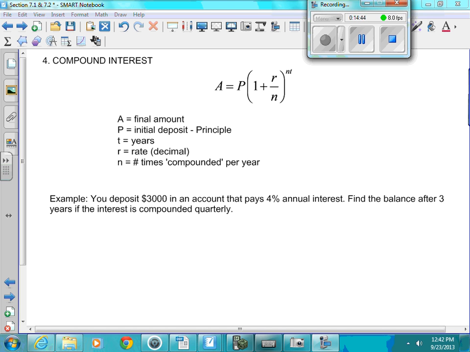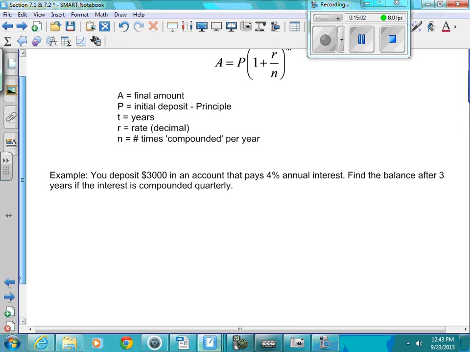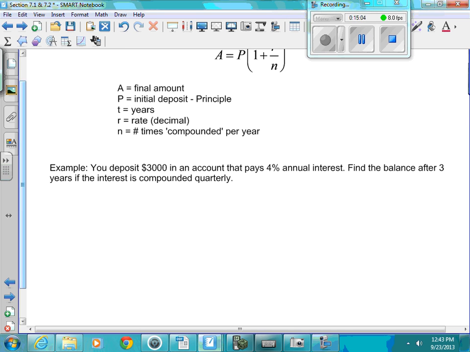T is years. R is the rate, just like we did before. And n is the number of times it's compounded per year. So sometimes a bank will compound quarterly. That's 4 times a year. Sometimes they'll do it biannually, that's twice a year. Sometimes it's monthly. It just depends on what the agreement is on the loan or on the savings account interest.